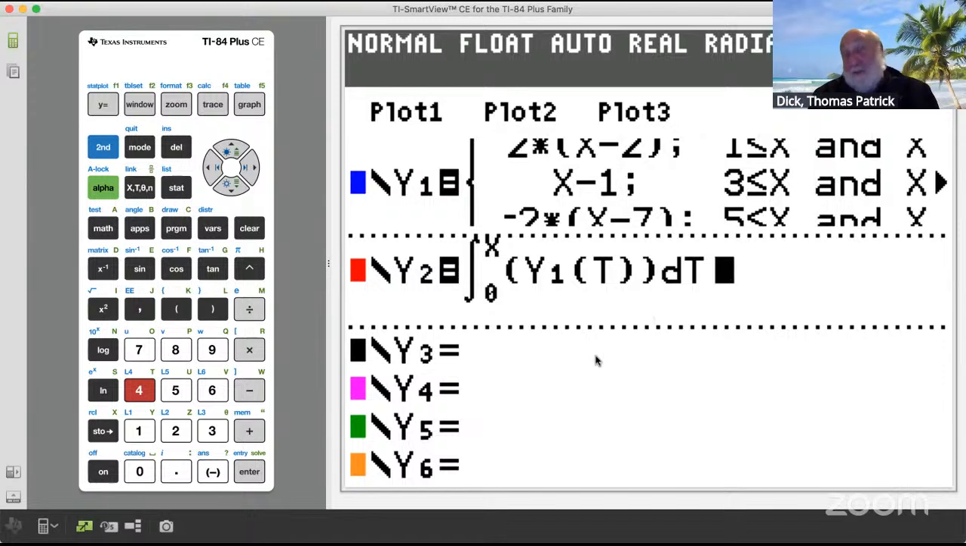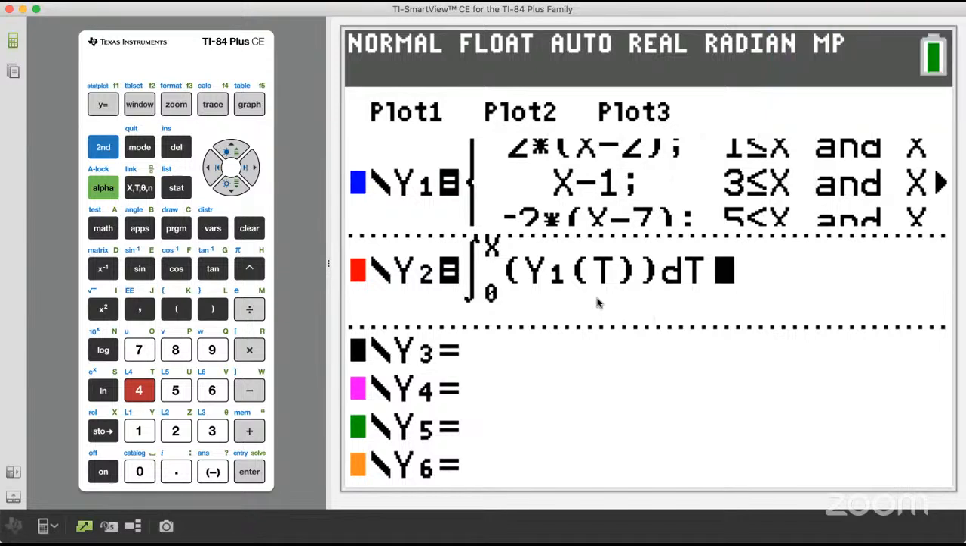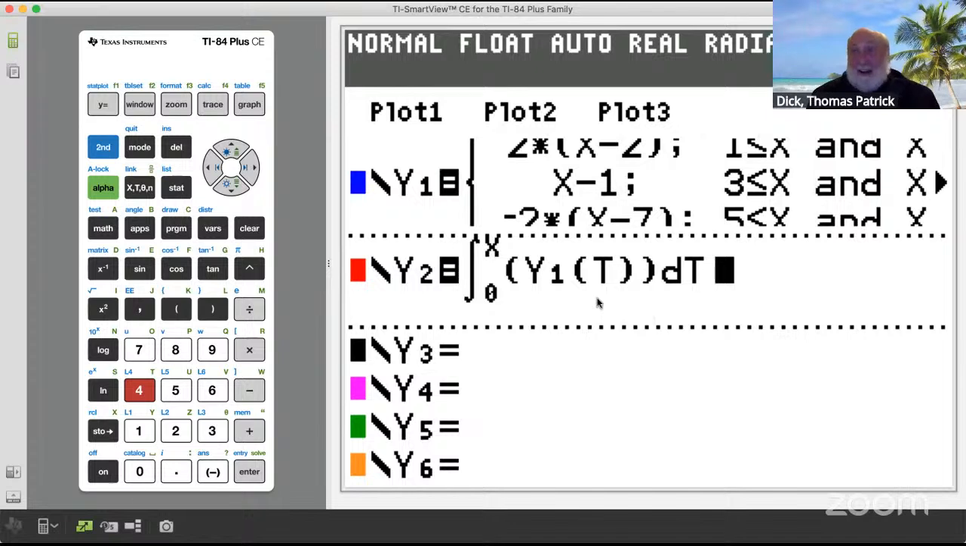Now, in practical application, if y1 means something like a velocity function, then I can manufacture the position function in an instant. Or if it's acceleration, I can manufacture velocity. Or if it's any rate of change whatsoever, I can recover the accumulation function with a single formula using this definite integral.